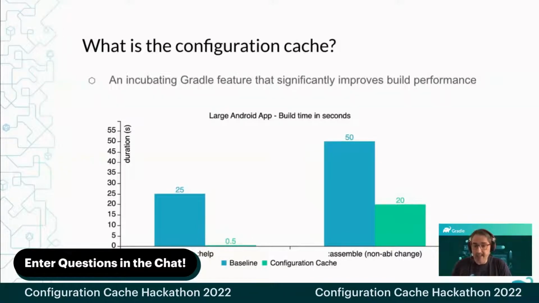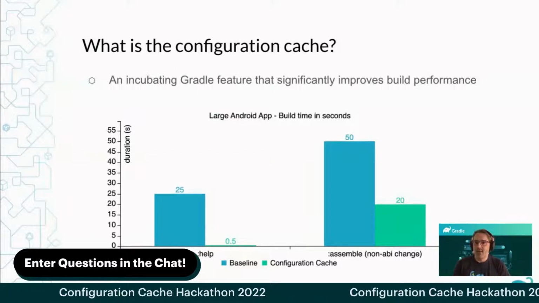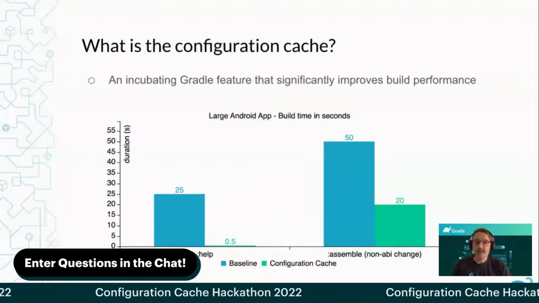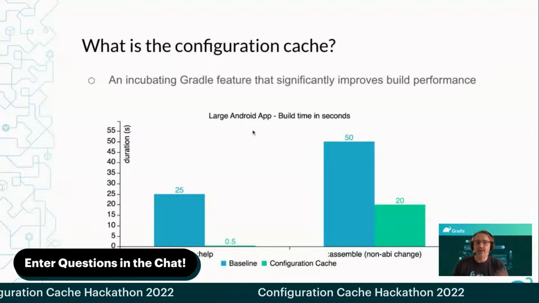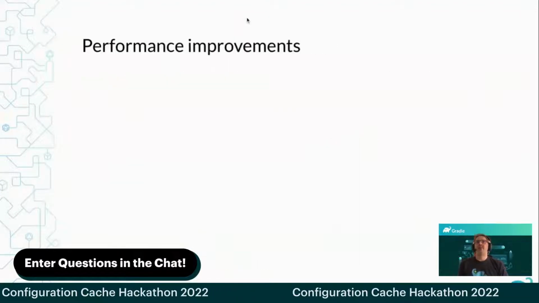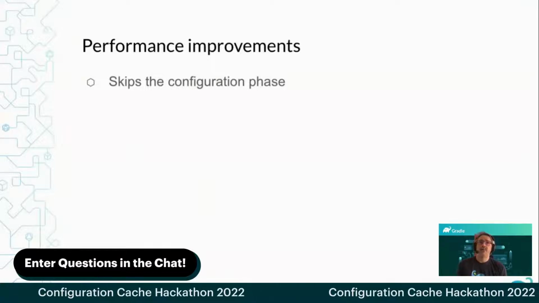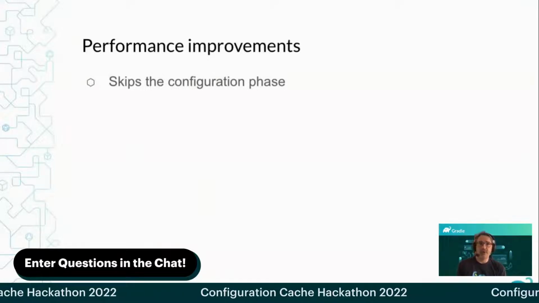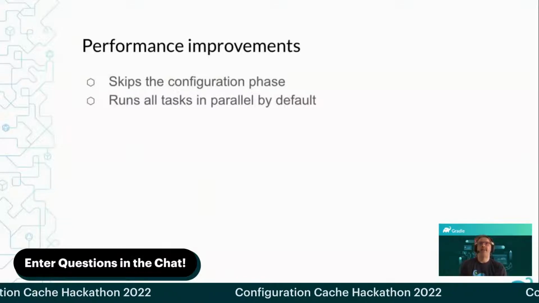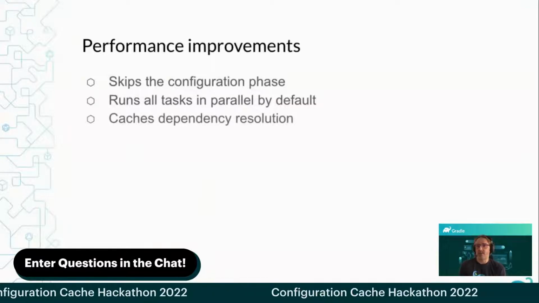It's sort of like what the build cache does for task execution, by caching the results of tasks and reusing them. The configuration cache can do the same for the configuration phase. Of course, the performance improvement you can get really depends on the structure of your build and how long the configuration phase really is. But it's definitely the next major milestone in Gradle build performance.